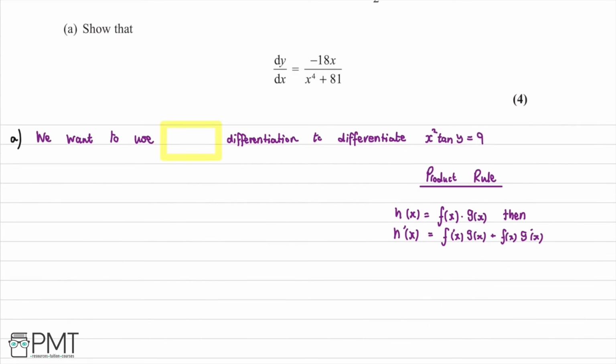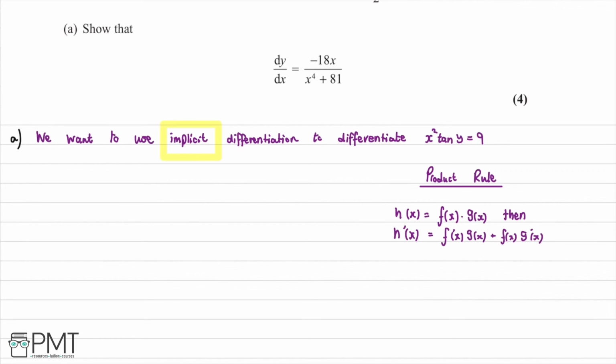So what are we going to do here? We want to use some type of differentiation to differentiate x squared tan y is equal to 9. So how are we going to do this? We're going to have to use implicit differentiation. Why do we need to use this special type of differentiation? This is because we want to differentiate something which has x squared and also a tan y term. So we have more than one variable.